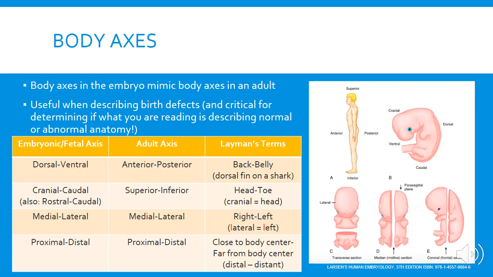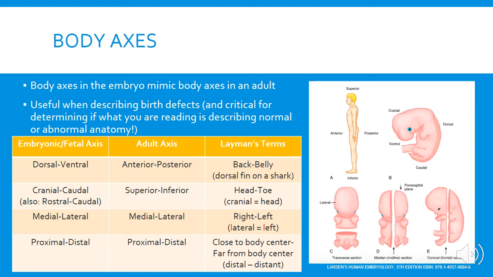trying to figure out whether what you're reading about in a textbook is normal anatomy or abnormal anatomy. Now, the first body axis in the embryo or fetus is the dorsal ventral axis. In the adult, it's called the anterior posterior axis. Basically, this is back to belly, and if it helps, think about the dorsal fin of a shark or a whale. That's on the back. The opposite of that would be the belly.